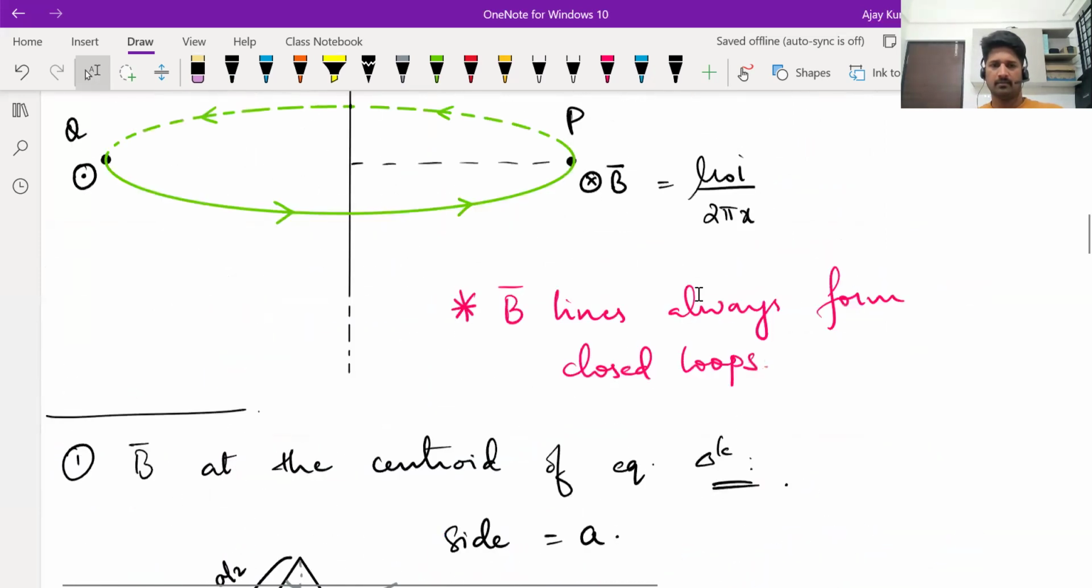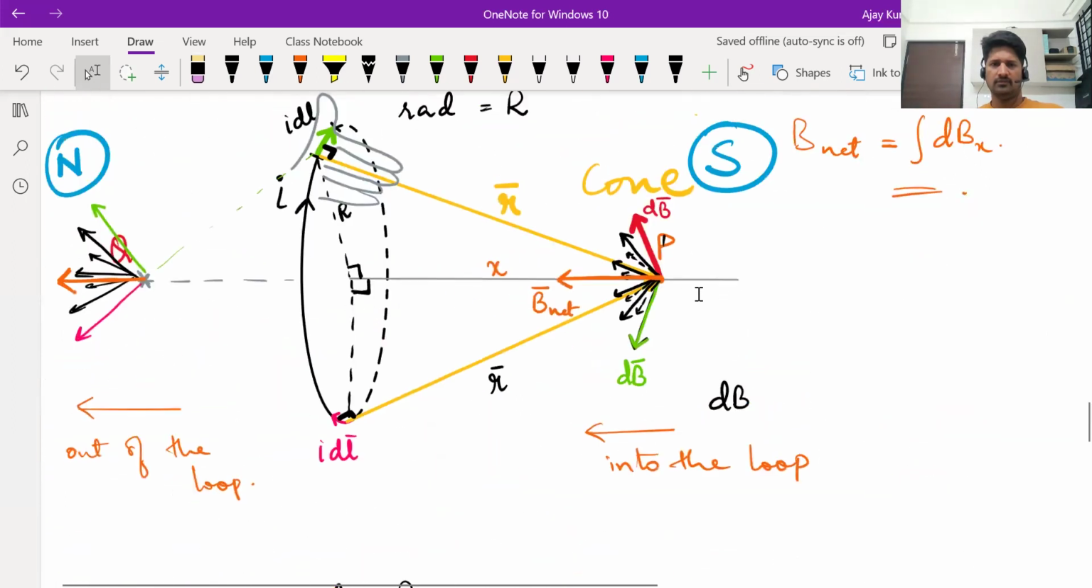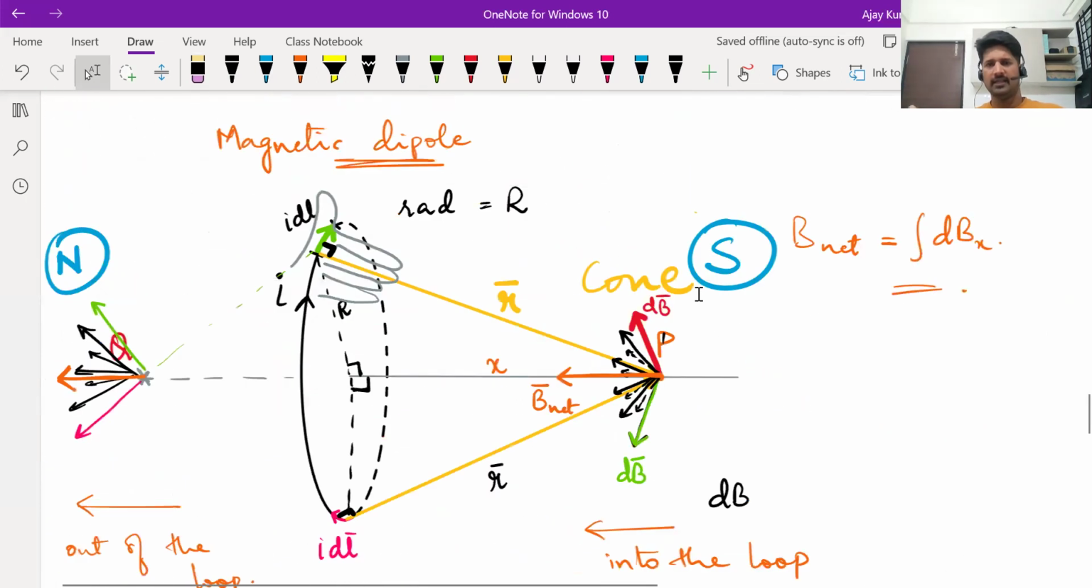What if we reverse the direction of current in this last case? If you reverse the direction of current, all the dB vector directions will get reversed, right? So all the north and south will change. All the dB vectors will get reversed. Then the field will be directed the other way. This side will become south, the other side will become north.